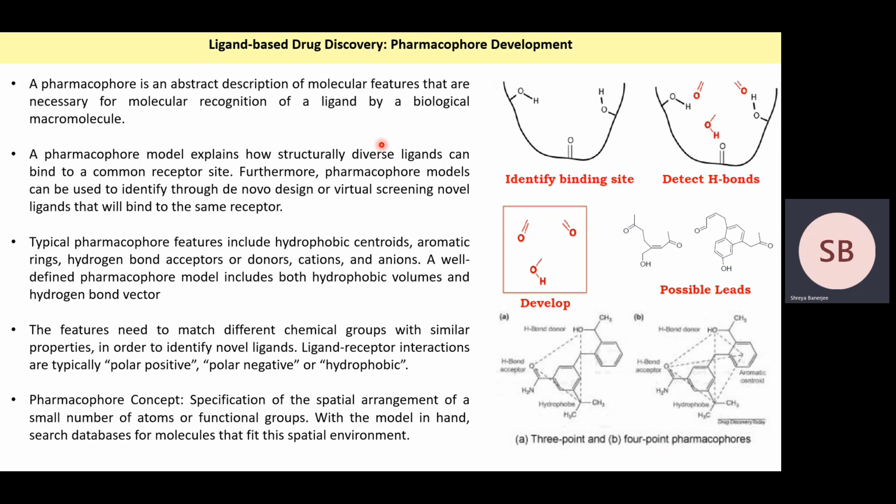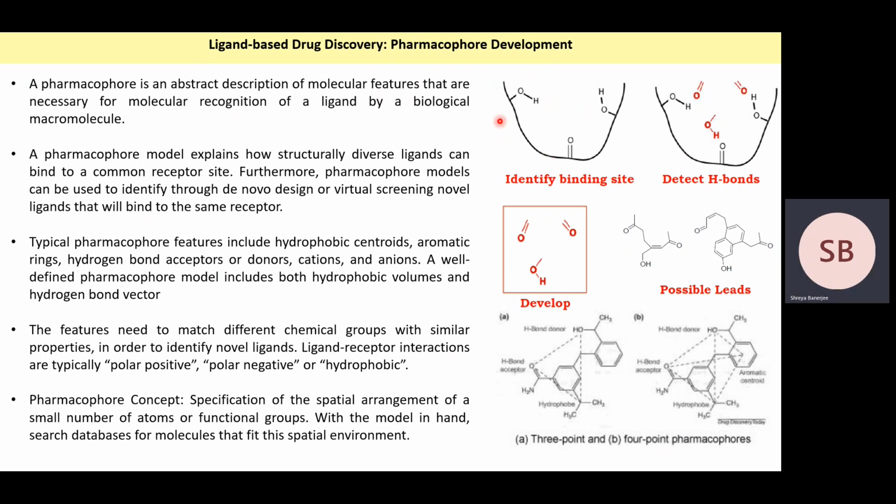So what is a pharmacophore? A pharmacophore is an abstract description of molecular features that are necessary for molecular recognition of a ligand by a biological macromolecule. A pharmacophore model explains how structurally diverse ligands can bind to a common receptor site. Furthermore, pharmacophore models can be used to identify through de novo design or virtual screening novel ligands that will bind to the same receptor. So let us talk about how this pharmacophore development procedure works.